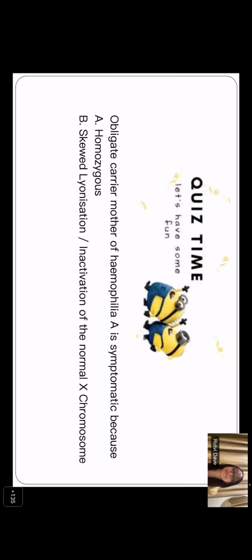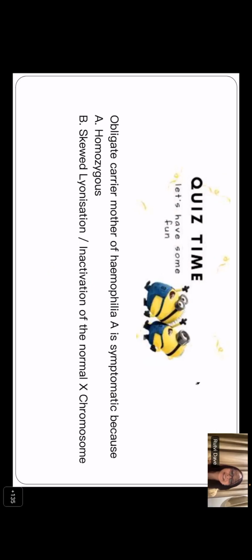So now, going back to the mother's history. Now we all know that the mother is an obligate carrier. But why is she symptomatic? She gives a history of easy bruisability and tooth socket bleeding. So why is the mother symptomatic? Lyonization. Okay, yeah. So the possible options were, is she homozygous or is there skewed lyonization?